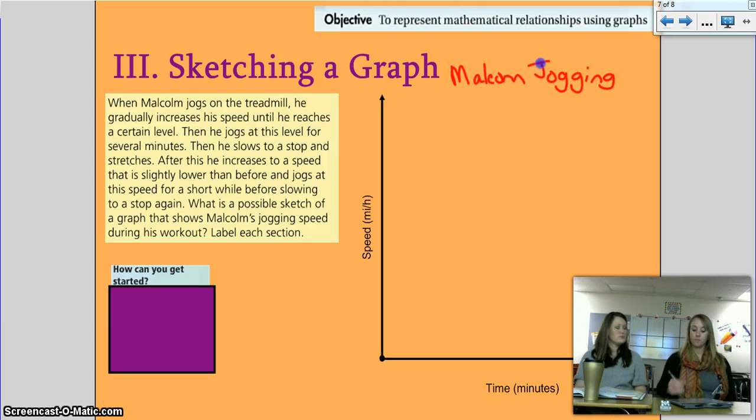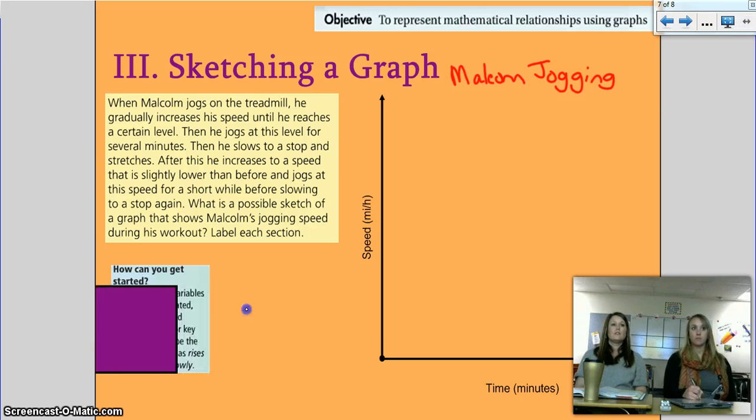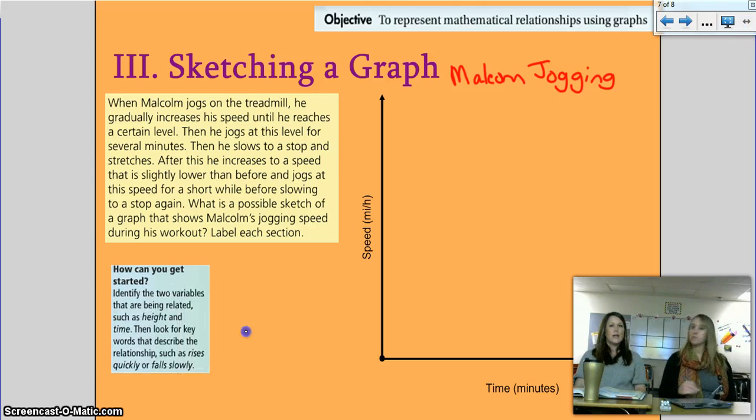Make a sketch. Well, how do we get started? Let's identify the variables. Height and time, already given for you. You're welcome. Or speed, I guess, is what we've got. Okay, now we're going to look for keywords like rises quickly, falls slowly.